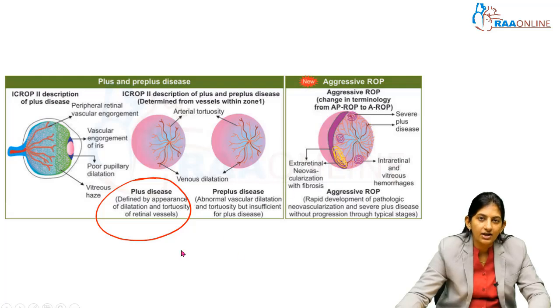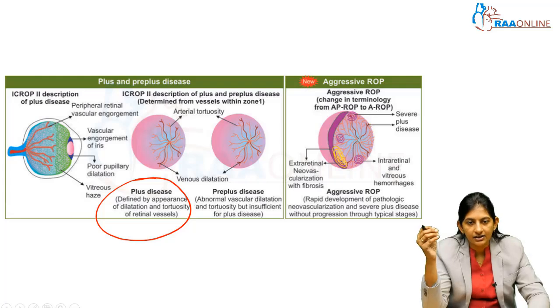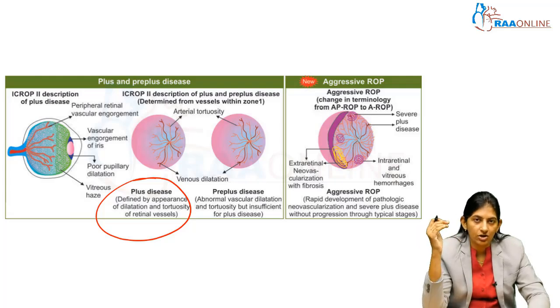There's one more entity called a pre-plus disease. Pre-plus disease is where the vessels are dilated but not very tortuous. It's not tortuous enough to be called plus disease, so it is a pre-plus disease. So plus and pre-plus have to be differentiated.